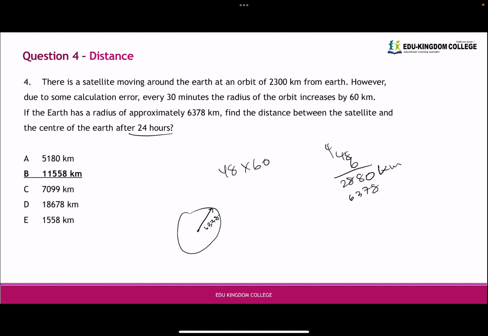The satellite was originally moving at an orbit of 2,300 kilometers. All right, and then it's moved out another 2,880 kilometers. So we need to add all those together. So 8, 5, 1 gets moved to the top, another 5, 1 gets moved to the top, and then 11. So it should be 11,558 kilometers.